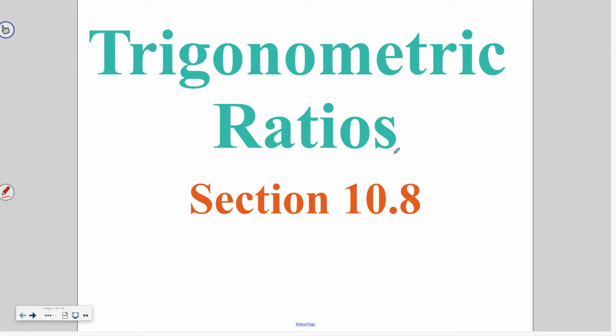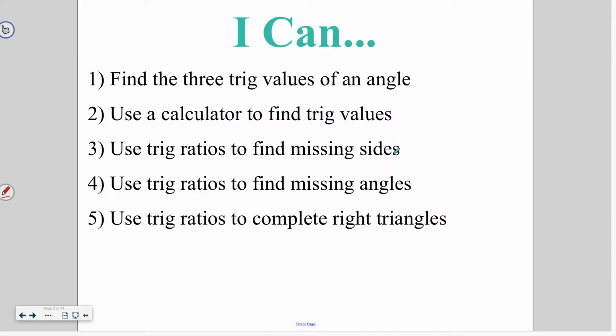Class, and welcome to section 10.8, which is all about trigonometric ratios. By the end of today's lesson, you'll be able to find the three trig values for the angle, use a calculator to find trig values, use ratios to find missing sides or missing angles, and then use trig ratios to complete the triangles.